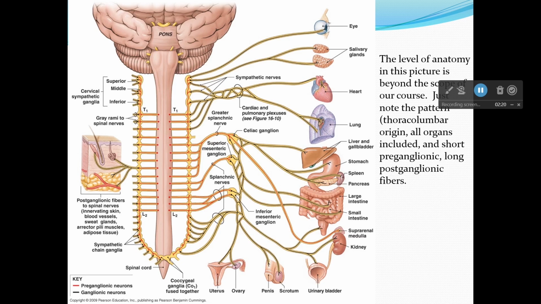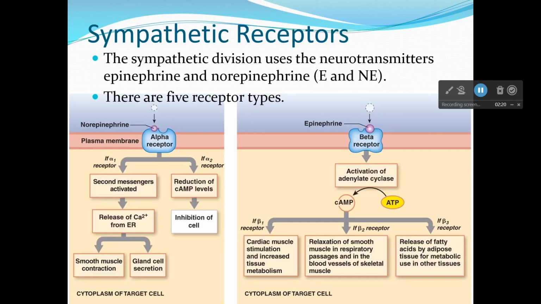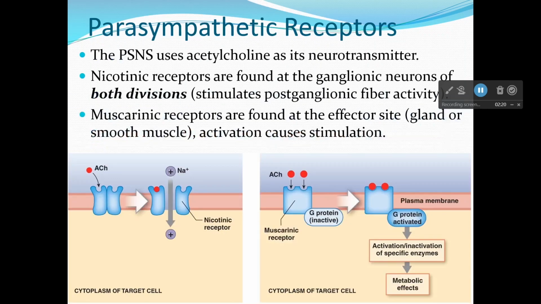All right, so that means that for the sympathetic nervous system, the ganglionic neurotransmitter is acetylcholine. The end organ neurotransmitter is norepi, right? So that's sympathetic. In the parasympathetic, it's acetylcholine at both places, but the receptors are different. Nicotinic receptors are found at the ganglia. Muscarinic receptors are found at the effector site for the parasympathetic division.